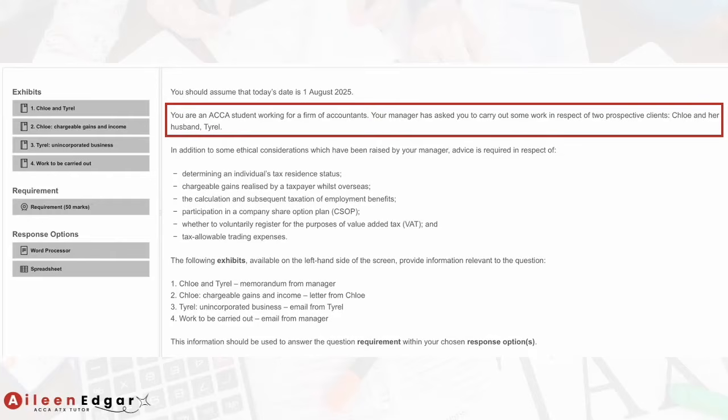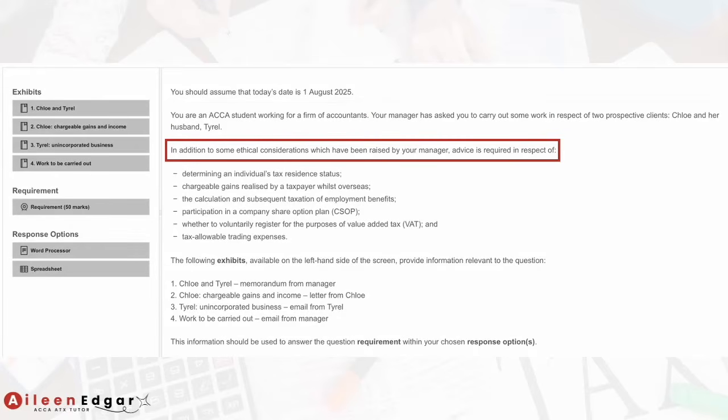But in the case of this question that we're looking at here, I'm thinking we will perhaps have some overlap between our clients because they're married. That may well have an impact on some of the decisions we make and the advice that we give. Now, next we see that we're being told, in addition to some ethical considerations, advice is required in respect of a certain list of things.